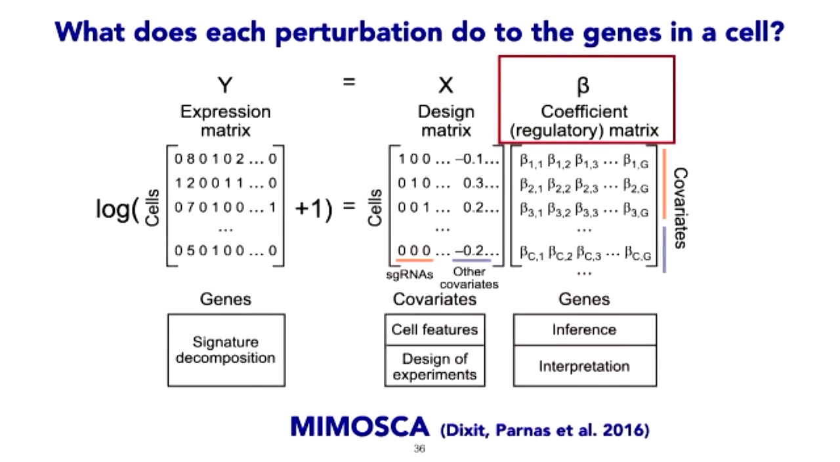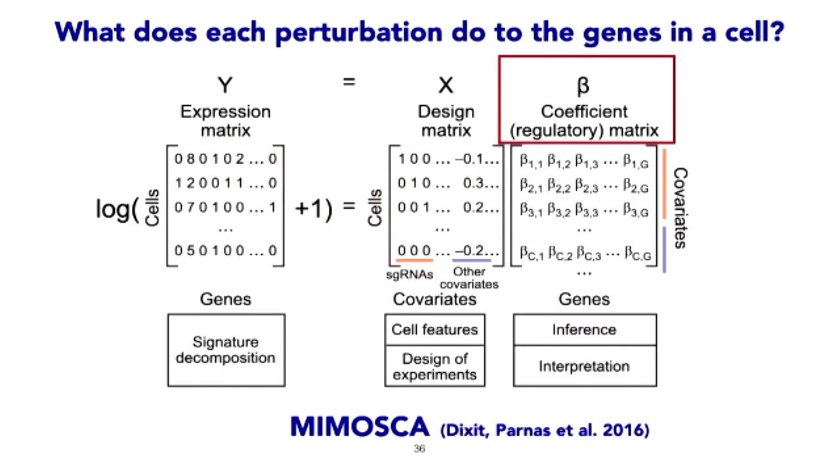One approach that has been very successful is a regression-based framework that was first introduced in the Perturb-seq paper called MIMOSCA. In this regression framework, the outcome variable is the gene expression matrix, which we already identified before. And the design matrix has the perturbation matrix. This is the binary matrix.